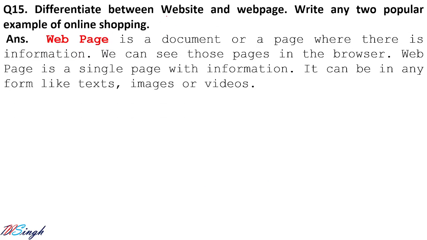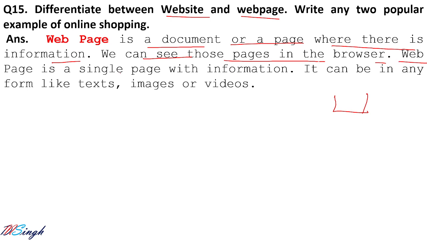Differentiate between website and web page. So a website can be seen as a container where web pages reside. A website may have many web pages. A web page is a document or a page where there is information available. We can see those pages in a web browser. A web page is a single page with information. It can be in any form like text, image, or video. That's why we call it hypertext. So hypertext is what?